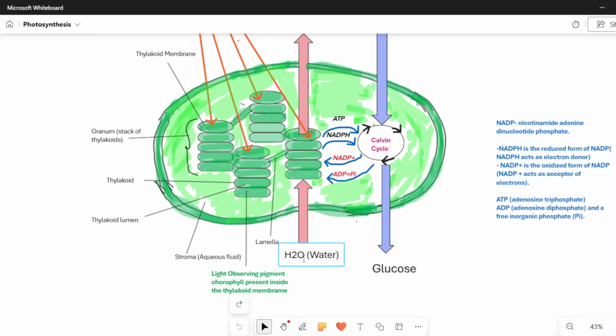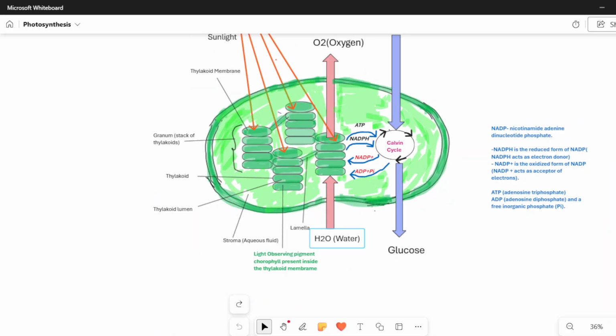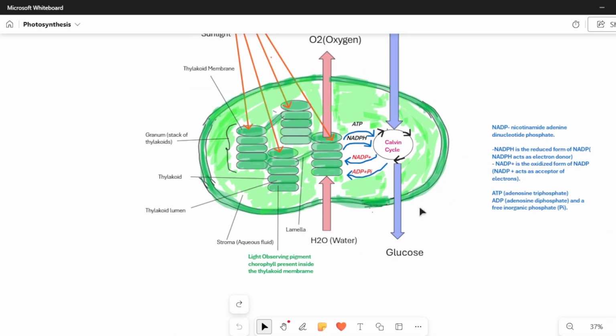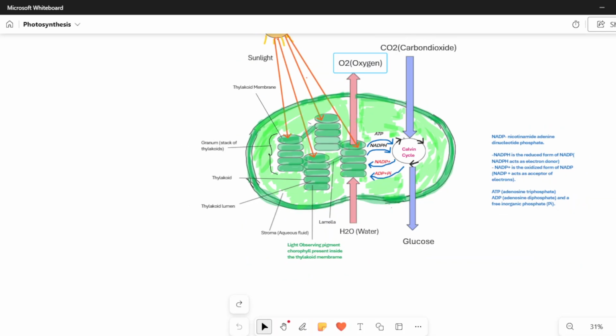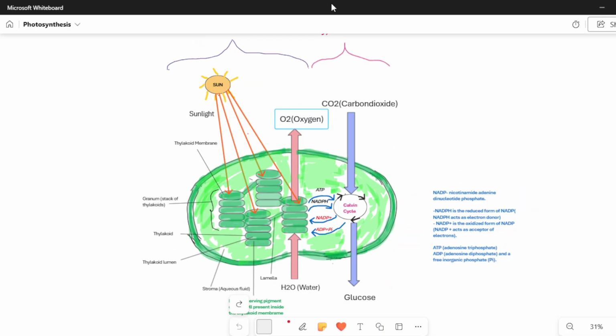Sorry, hydrogen and oxygen. So what happens? Hydrogen is used inside and oxygen is sent out. So if you see, the oxygen is sent out. That is what is coming out of the leaf, oxygen, and hydrogen is used inside this thylakoid.